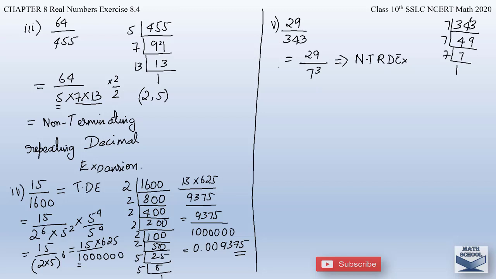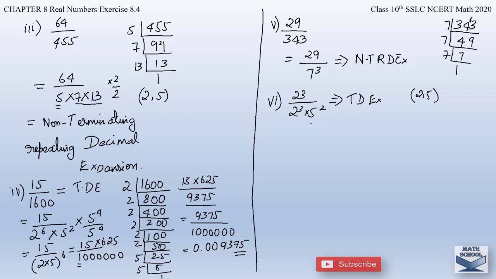Now moving ahead to the next question, question number 6, which is 23 divided by 2 cube into 5 square. So clearly from here we can observe that the denominator has a pair of 2, 5. If the denominator has the pair of 2 and 5, we can say that this number is a terminating decimal expansion.